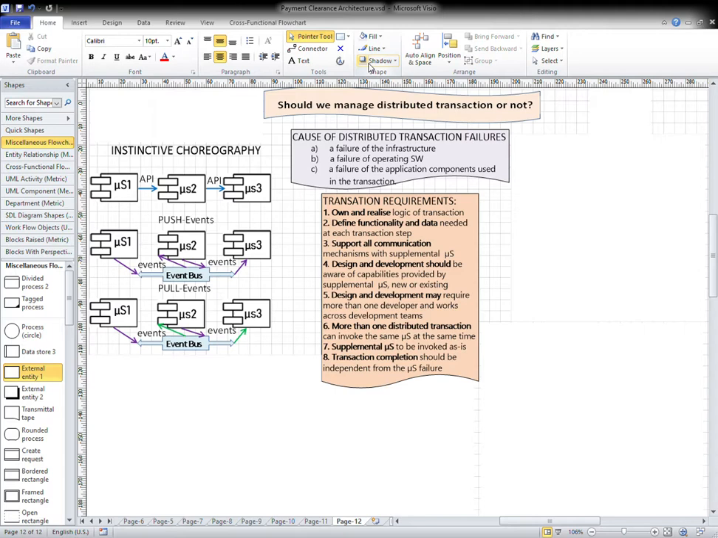Moreover, if a microservice in the chain fails, for example, microservice 2 fails in the API chain, the entire chain crashes, because propagation of transaction logic depends on each participant and there is no mechanism to work around the broken microservice. The same happens if you use push events or if you use pull events. The failed microservice breaks the chain, and the rest of the chain does not know what to do next. It is a terrible design practice that is far away from the transaction requirements. You can compare this situation with the requirements listed on the screen.